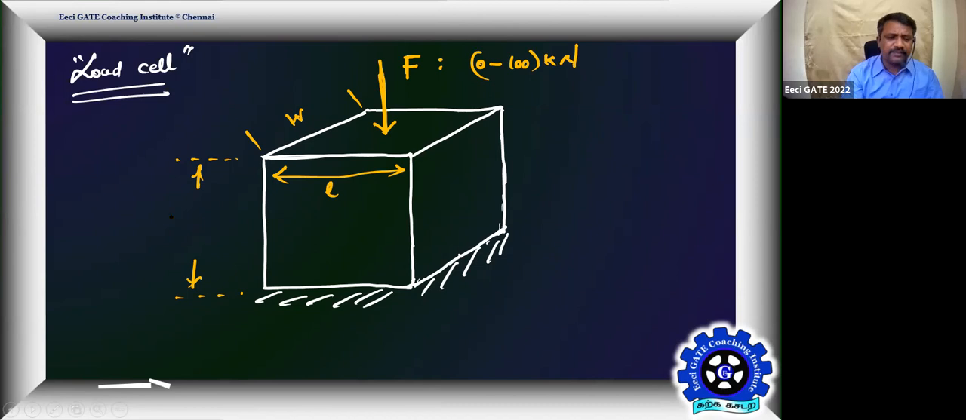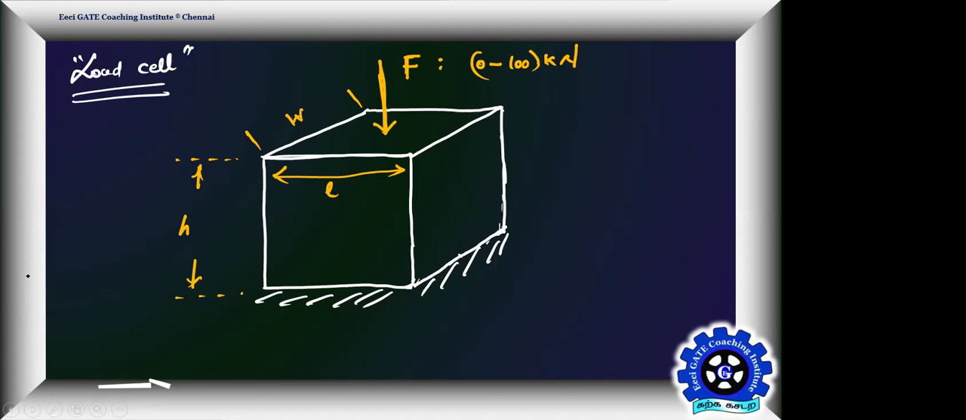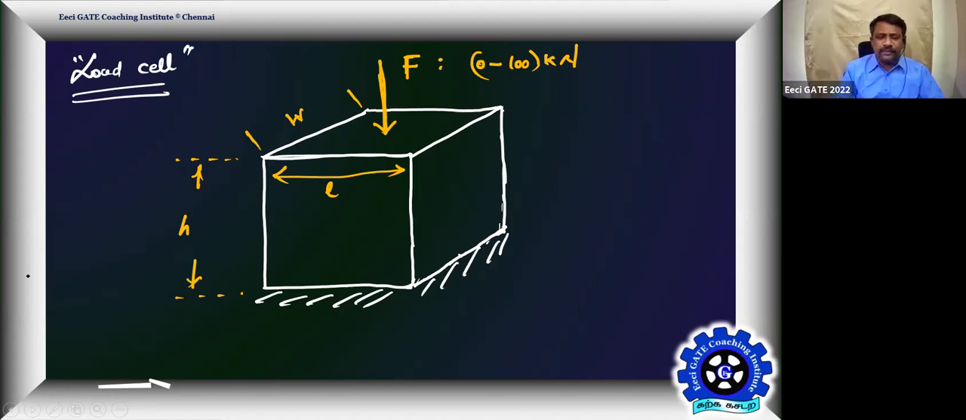Sometimes. So anyway, the volume is going to be height into cross-sectional area. Now the cross-sectional area will become what? L into W, correct? Anyway, volume is nothing but height into width into length, or length into width into height. So that's a load cell. So force is acting now. L is well defined. W is well defined.